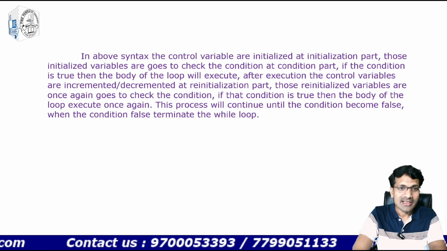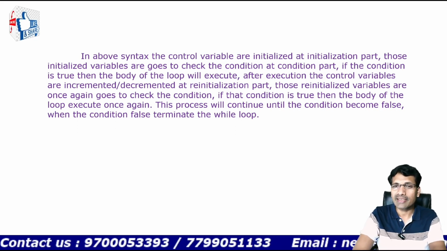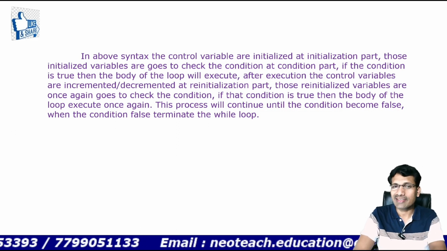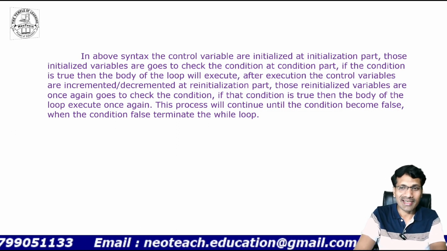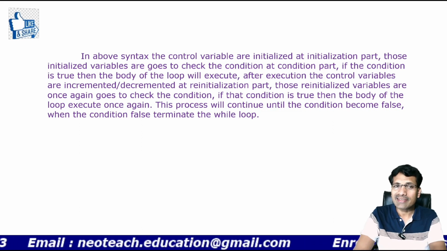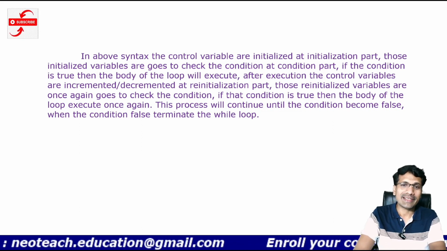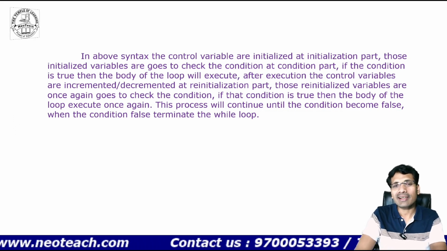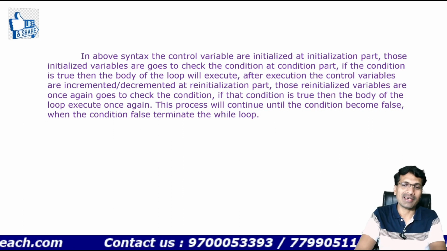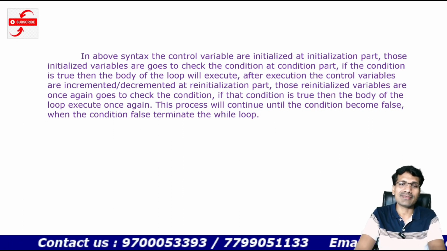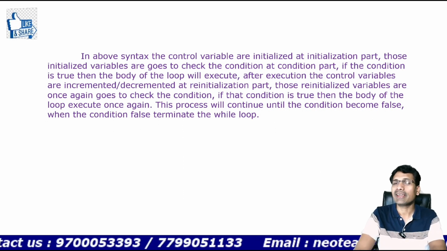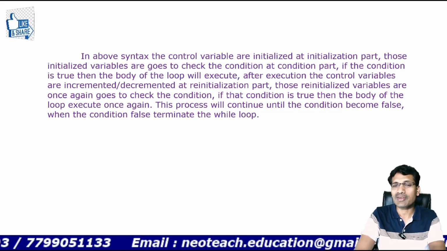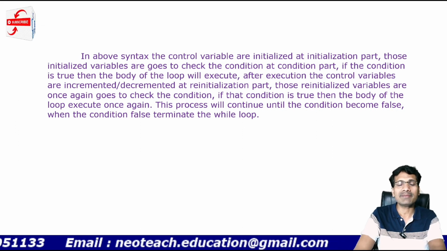Let me come again. In the above syntax, the control variables are initialized at the initialization part. Those initialized variables go to check the condition at the condition part. If the condition is true, then the body of the loop will execute. After execution, the control variables are incremented or decremented at the reinitialization part. Those reinitialized variables once again go to check the condition. If the condition is true, the body of the loop executes once again. This process will continue until the condition becomes false.